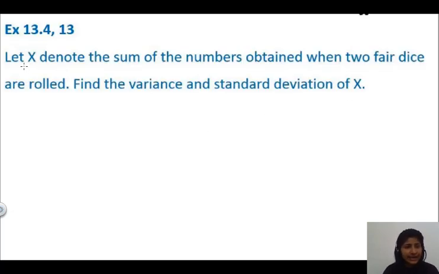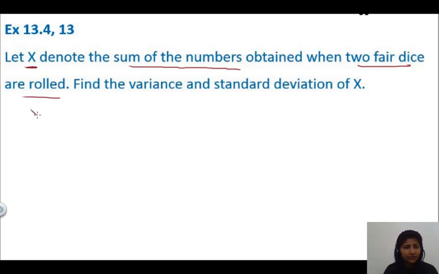Here they are saying x, that means the random variable, denotes the sum of the numbers obtained when two fair dice are rolled. When you roll two dice, you are going to get two numbers. Correct? So x is denoting the sum of the numbers.